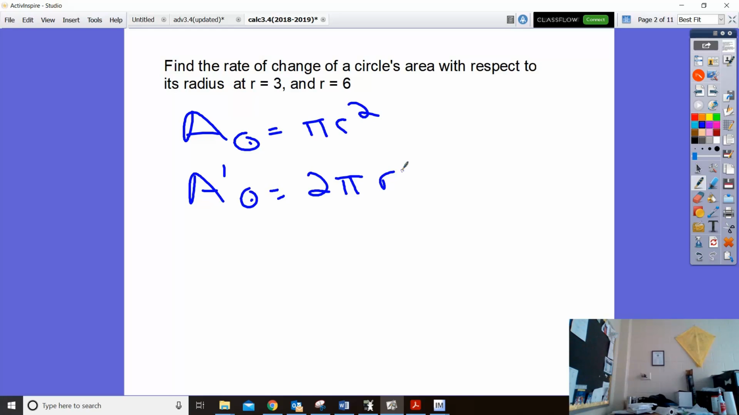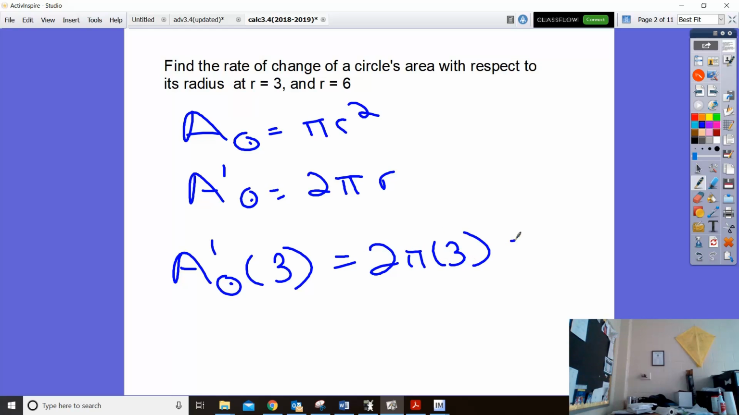Well, what they're asking us to do is kind of say, hey, does area grow faster with a smaller radius than it does with a bigger radius? You can kind of see that. Plug numbers in. We'll find A prime of 3 by plugging in 3. Twice pi times 3. I guess that's what, 6 pi?